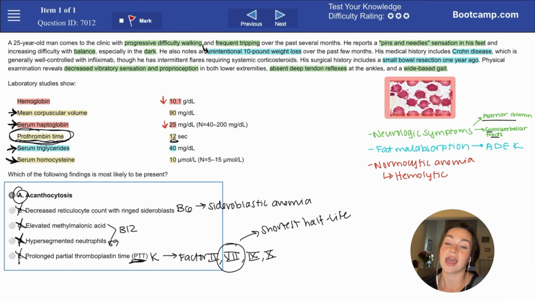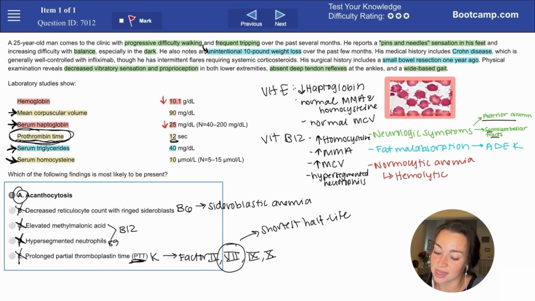And the key labs for differentiating a vitamin E deficiency from a B12 deficiency are that in a vitamin E deficiency, you'll see that decreased haptoglobin from hemolysis, a normal methylmalonic acid and homocysteine, and a normal mean corpuscular volume. Whereas in a B12 deficiency, you'll see elevated homocysteine and methylmalonic acid, and you'll see a megaloblastic anemia, which is characterized by an elevated MCV and hypersegmented neutrophils.